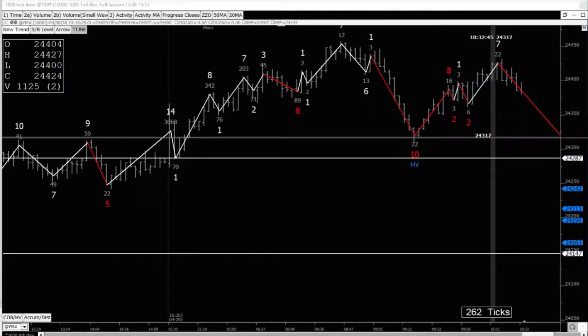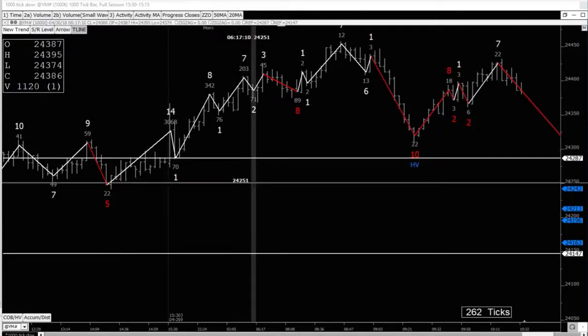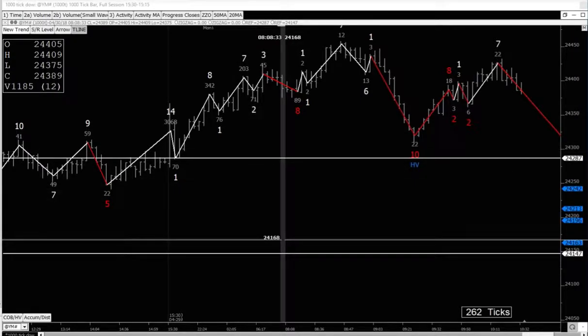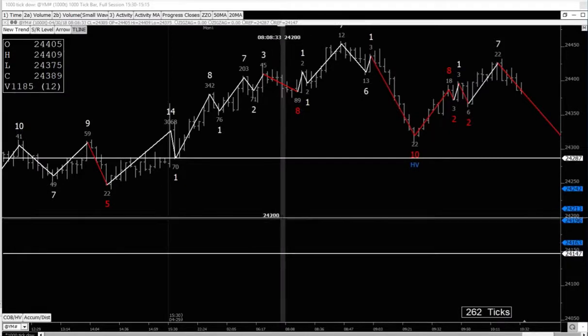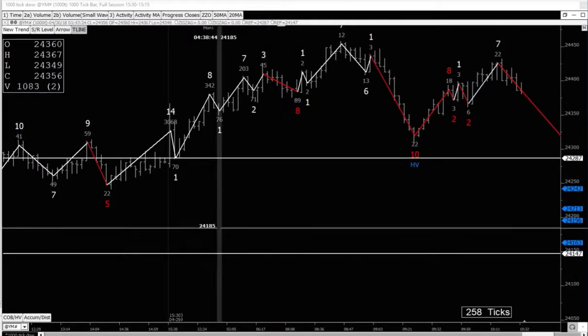Alright, so this is going to be my trend review for today. And again, this is personal, educational only, trade at your own risk.